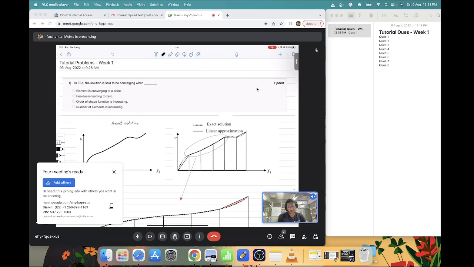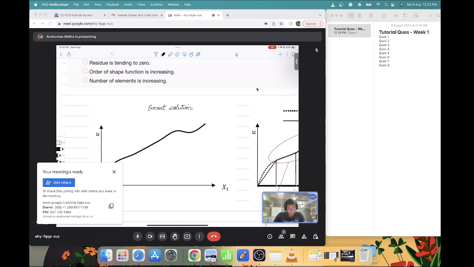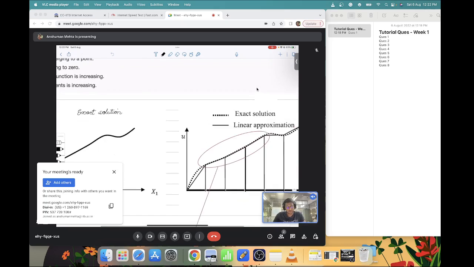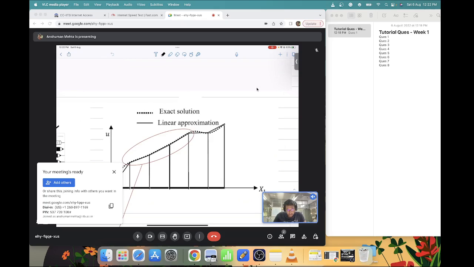in FEA, the solution is said to be converging when the element is converging to a point, residue is tending to zero, order of shape function is increasing, number of elements is increasing. So first of all, here convergence is mentioned, and that too of a solution. So first we have to look at what FEM actually does. So let's say we have an exact solution as given here, and we are approximating it using the finite element method. So the dashed line is the exact solution and the bold line is our linear approximation of the finite element method.